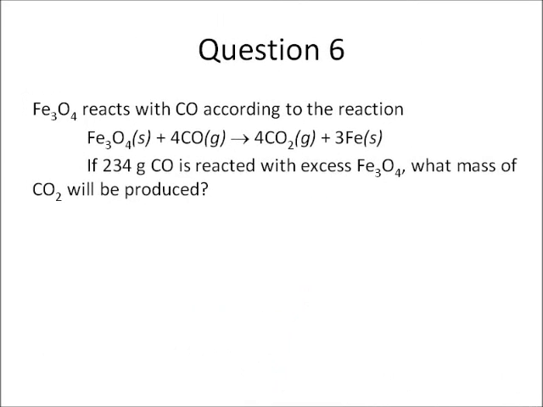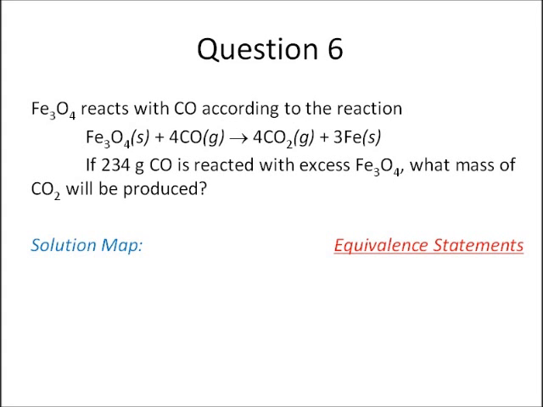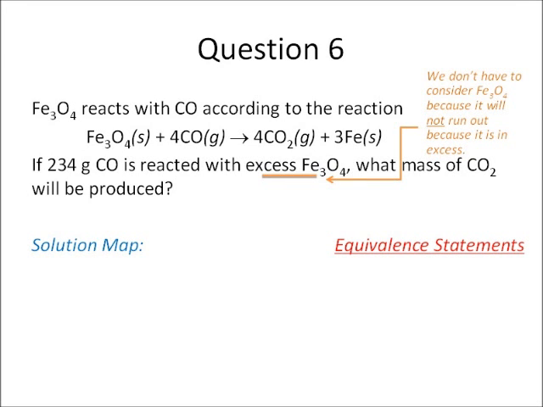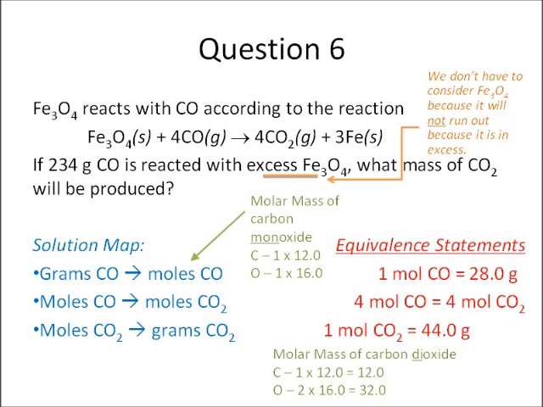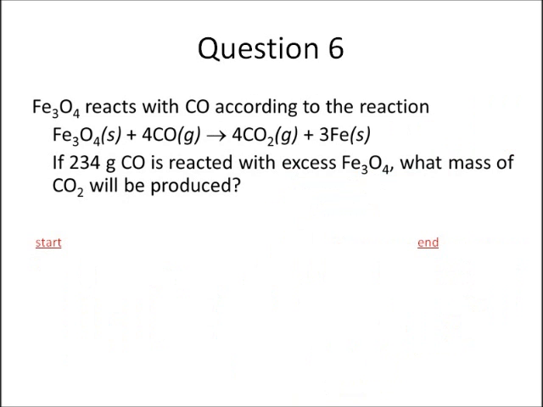In the next question, we have iron oxide reacting with carbon monoxide, and we want to know how much carbon dioxide will be produced. Luckily, it tells us in the problem that the iron oxide is in excess, so we don't have to worry about that. We're just going to focus on the reactant that's given a certain quantity, that's the 234 grams of carbon monoxide. We're going to use a mole ratio to get to carbon dioxide, and then we're going to use the molar mass of carbon dioxide to get to grams.